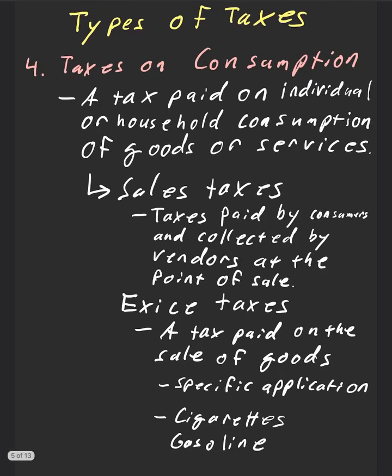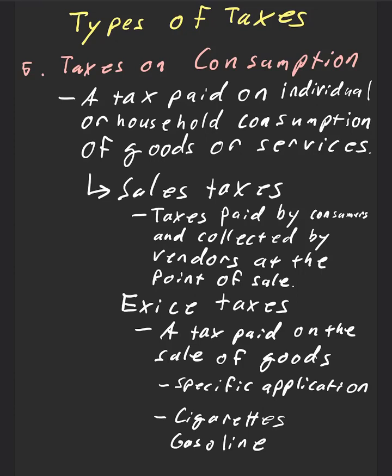Okay. I don't know why that says 4. I think that should say 5. So forgive my poor counting. The fifth type is taxes on consumption. Okay, so this is a tax paid on individual or household consumption of goods and services.